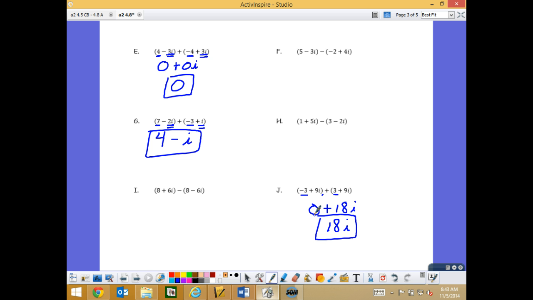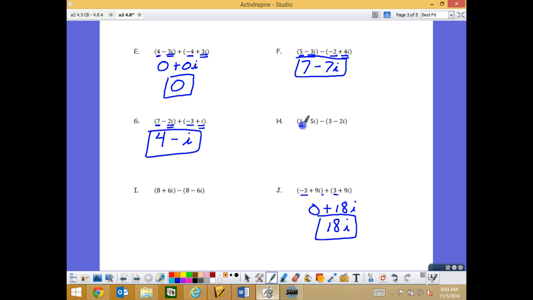Then for subtraction, that's something we need to be a little bit careful with. The real parts, we're going to take 5 minus -2, which becomes 5 plus 2. So that is 7. And then we have -3i minus 4i, which is -7i. In that difference, the real part is 7, the imaginary part is -7.